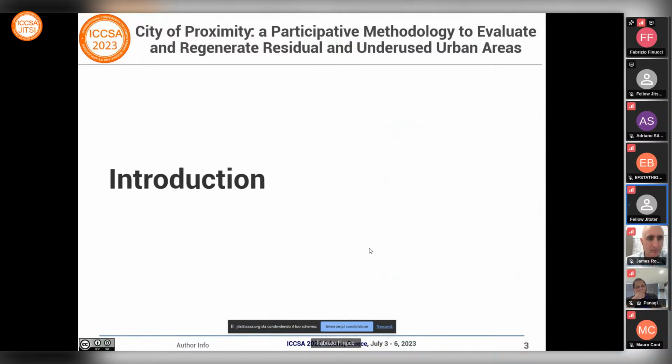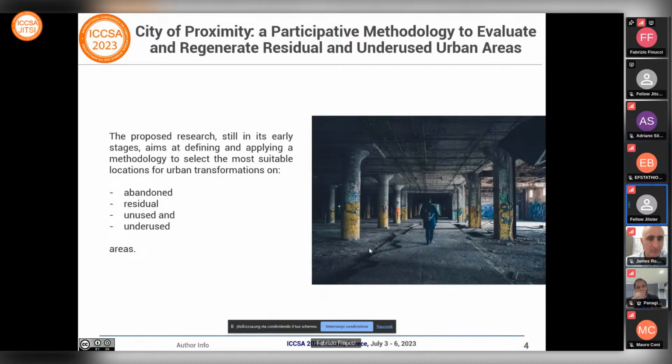The research, still at the beginning, aims at defining, applying, and validating a methodology to select the most effective and suitable locations in an urban fabric for transformation of abandoned, residual, unused, and underused sites, in order to provide residents of the involved areas with walking distance services, amenities, centralities, and spaces for social relationship.